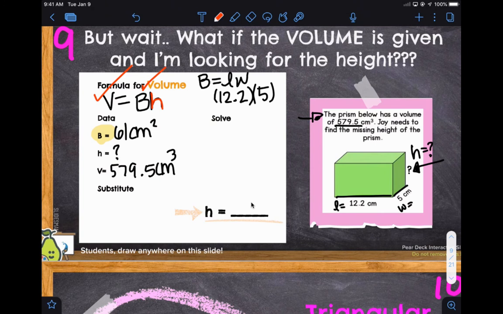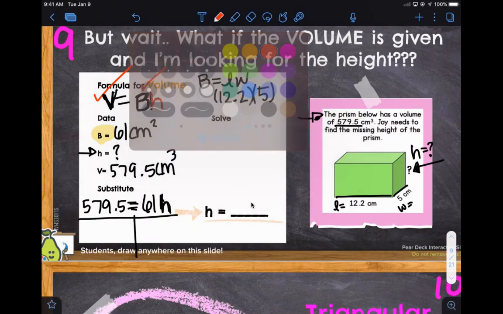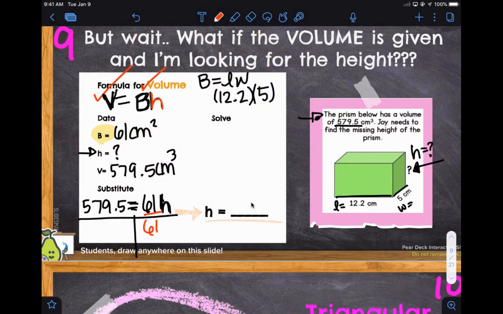Right, so we're going to substitute what we have. I have the volume, so instead of V, I'm going to write 579.5 cubic centimeters, right? Equals, instead of B, I'm going to write 61 times H, because I don't know H, so I'm just going to put H. So this is an equation, if you notice. To solve this equation, all we have to do is use inverse operations. I see 61 is multiplying H, so I'm going to divide here by 61, and I'm going to divide here by 61.